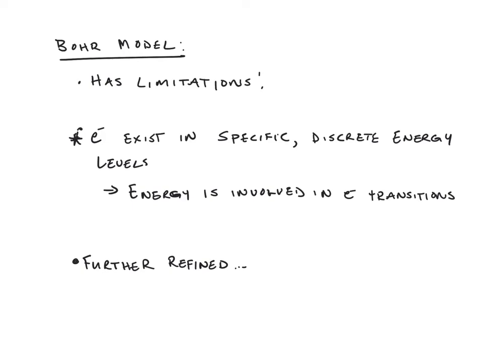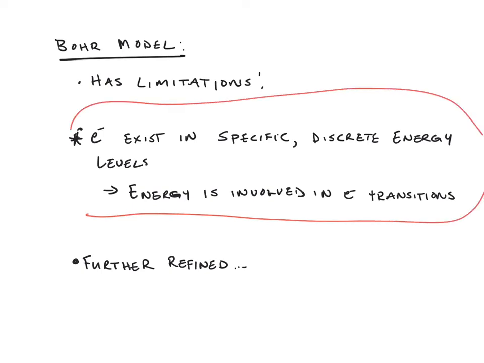But the key thing here, and the thing that is really important here, is this idea that electrons are in quantized energy levels, and that turns out to be true and still true today. And this is the first evidence we have, the first model that suggests that electrons exist in specific discrete energy levels, and that energy is involved in the electron transitions between energy levels. We are going to stop here and really just think about electrons within energy levels and not further refine what an energy level looks like or where electrons are within that energy level.